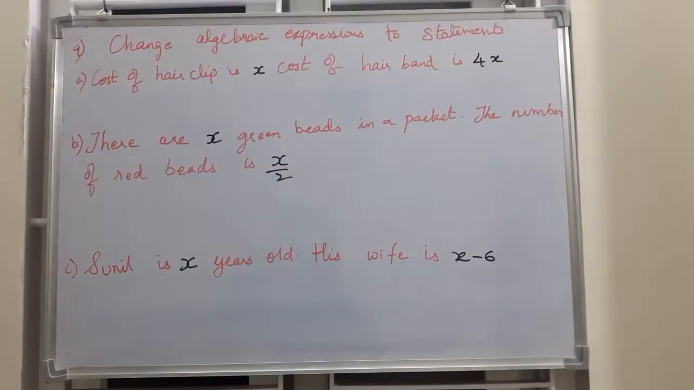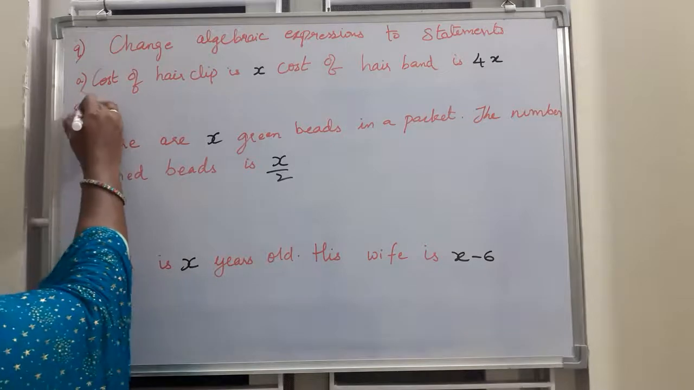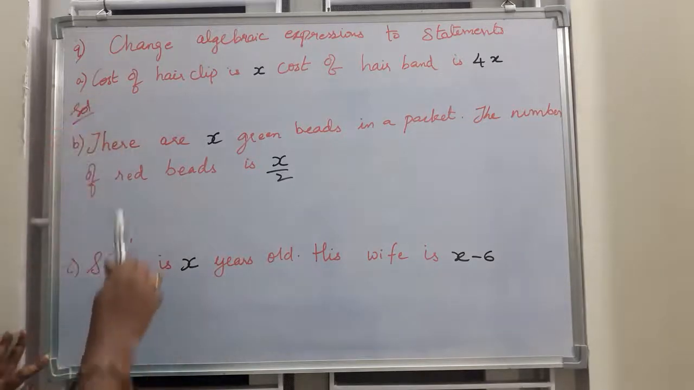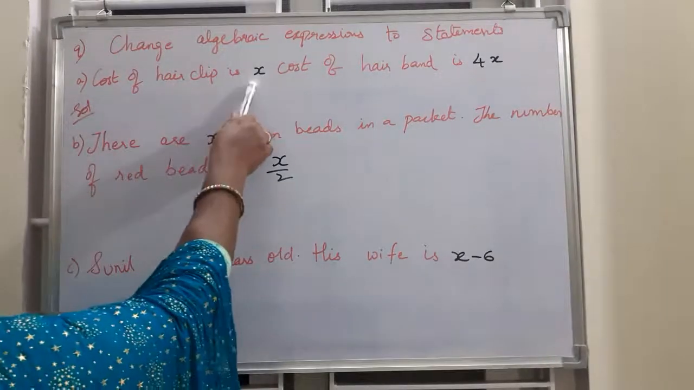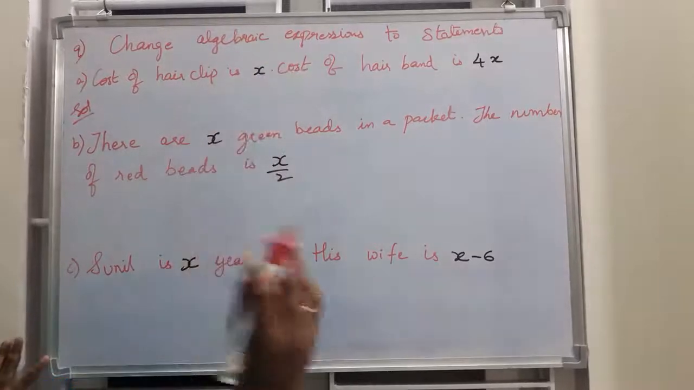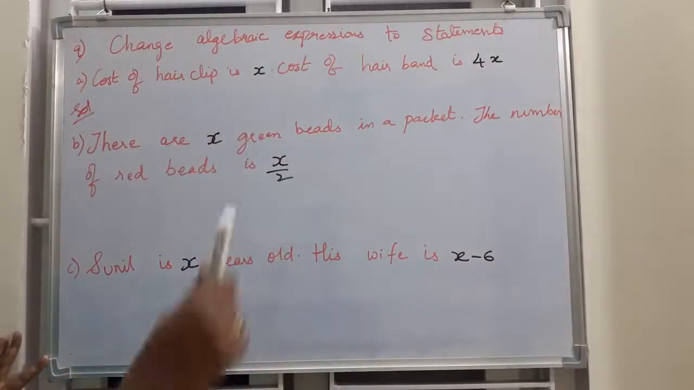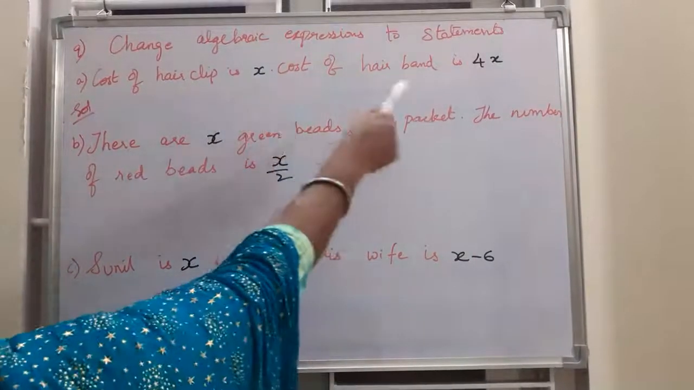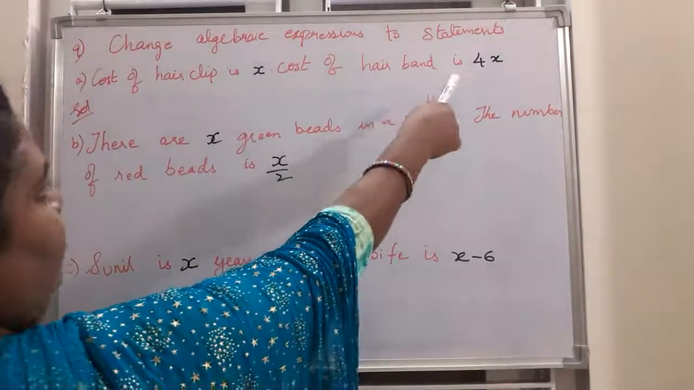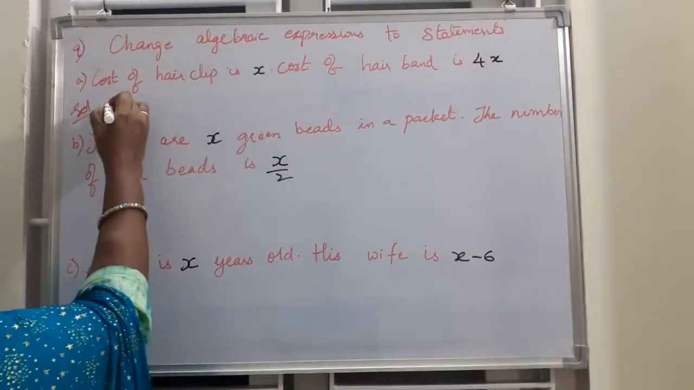Next question, the 9th one. Change algebraic expressions to statements. Here he has given you x and all these things. Now, without using x, you have to write it in the form of a statement. So we'll see how to write. The question given is: cost of hair clip is x, cost of hairband is 4x. So 4x means nothing but 4 times of x. So start with the second value always.